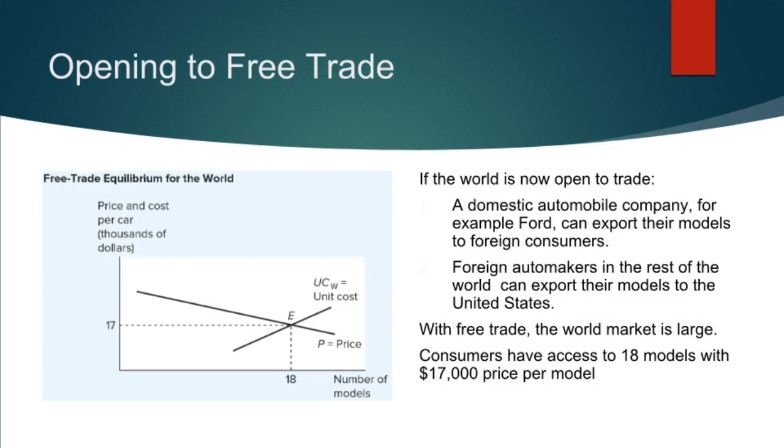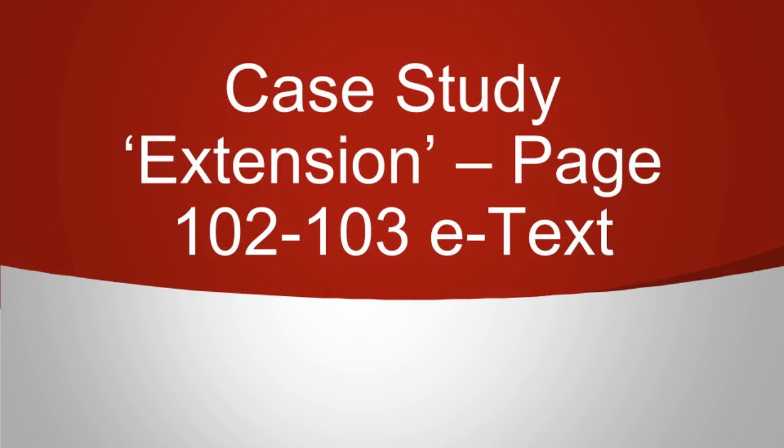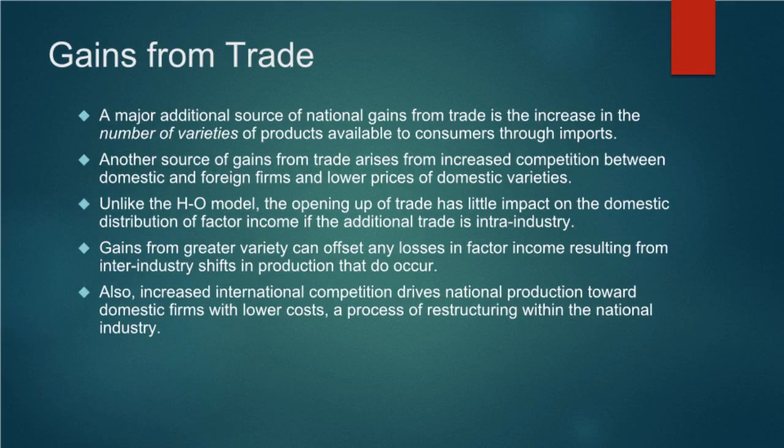If the world is open to trade, a domestic automobile company, for example Ford, can export its models to foreign consumers, and foreign automakers in the rest of the world can export their models to the United States. With free trade, the world market is large and consumers have access to 18 models with a $17,000 price per model. With a trade based on product differentiation and monopolistic competition, an additional source of gains from trade for the country is the increase in varieties that become available. Furthermore, trade may also lead to lower prices for the domestic varieties.